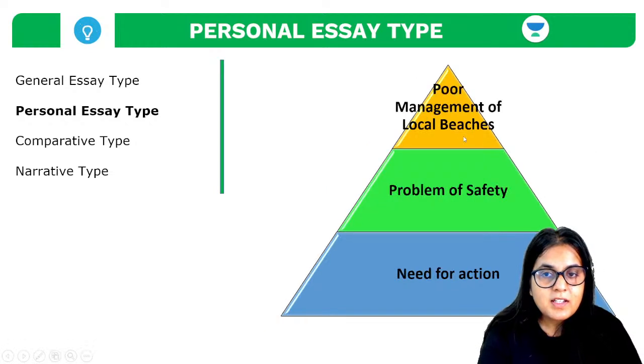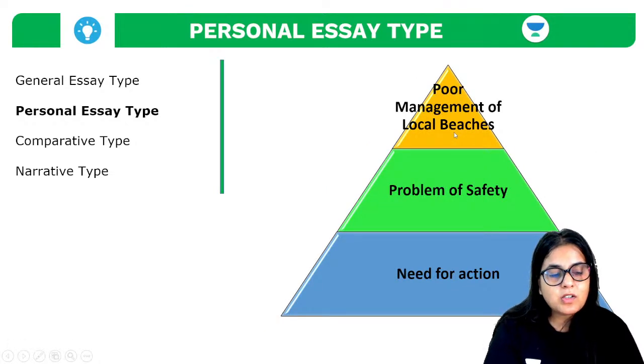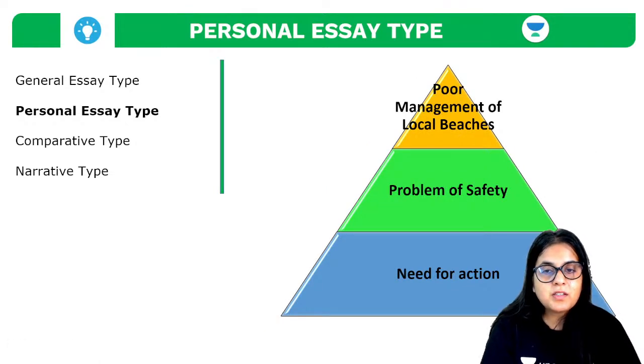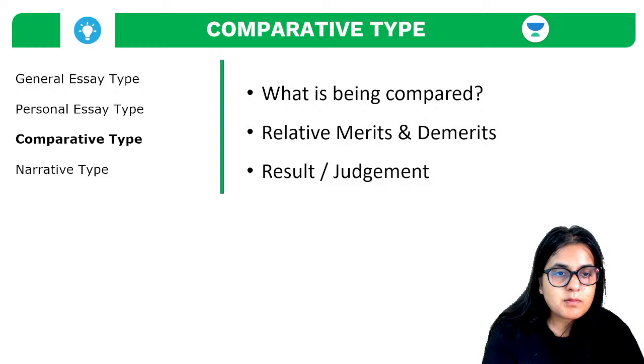For example, let's say you talk about how, recently when you went on a trip to a beach, you found that the beaches were not managed properly, or there were no coast guards, or there was a problem of safety. And then you say that this is not just a case of this beach. This is a case across the coast or across the beaches in the country, and there is a need to take action. So you start with a personal issue, a personal observation, and then you highlight the broader issue. Okay, so that's the personal essay type.